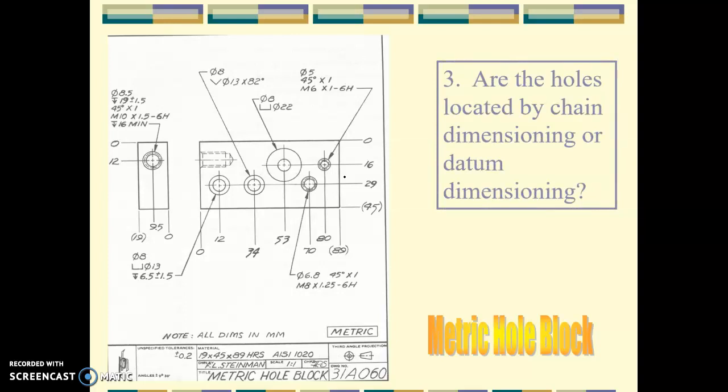The way these holes are located uses what AutoCAD would call ordinate dimensions. It also references back to one single point, which in this case is the top left corner. So the locations of all these holes are measured down from the top, and all of the horizontal locations are measured over from the left side. And so this is an example of datum or baseline dimensioning.